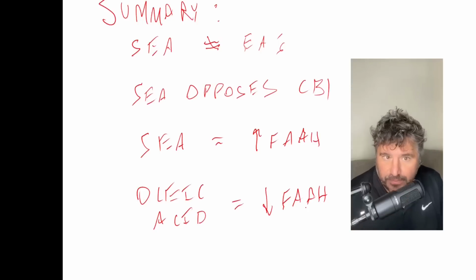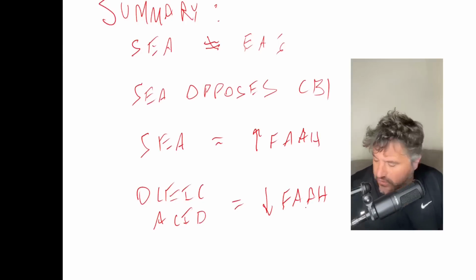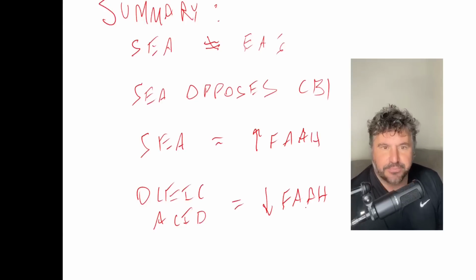SEA speeds it up and, at least in certain tissues, helps clear the body of the endocannabinoids. Oleic acid slows that enzyme down and causes those endocannabinoids to build in the body. And that, I believe, is why the enzyme SCD1, which converts stearic acid to oleic acid, is one of the reasons why that enzyme seems to have such dramatic effects on metabolic rates, on obesity outcomes, etc.